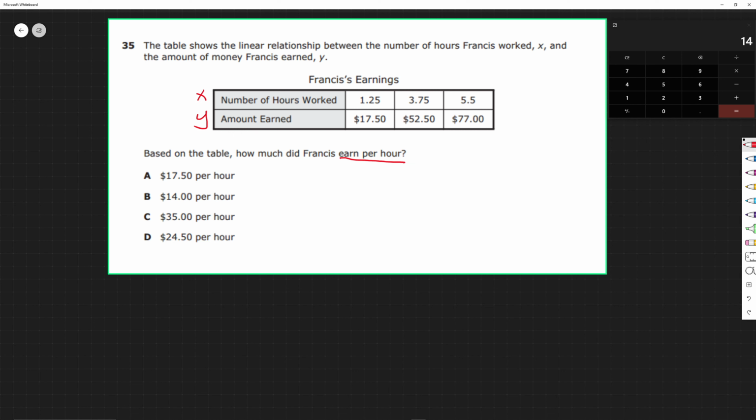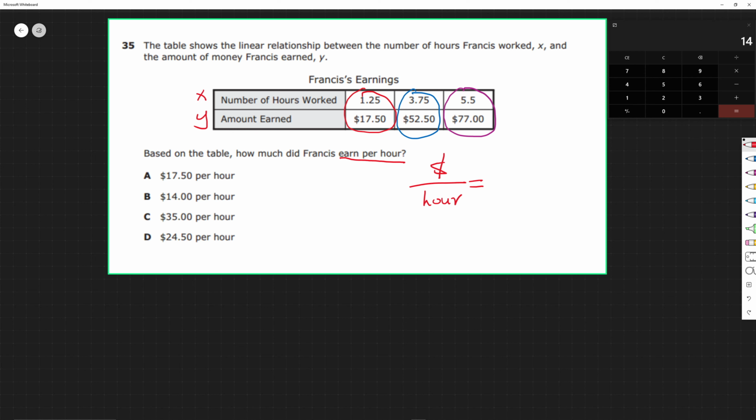So let's look at this table. For each column, there's a pair of X and Y. There are three pairs of X and Y, and they represent the relationship between number of hours worked and the amount earned. So to find out how much money Francis earns per hour, we just use the pair of X and Y.